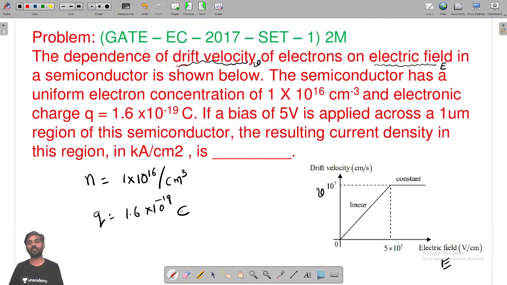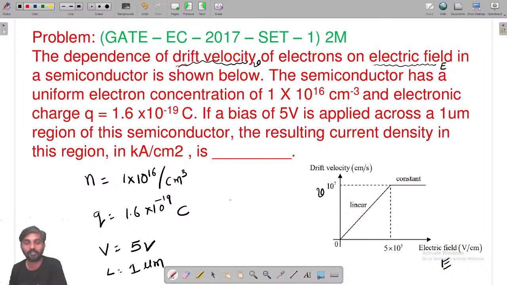If a bias voltage V is applied, how much voltage, sir? He is applying 5 volts across a region of length L equal to 1 micrometer of the semiconductor.